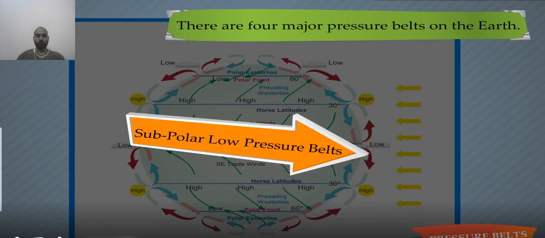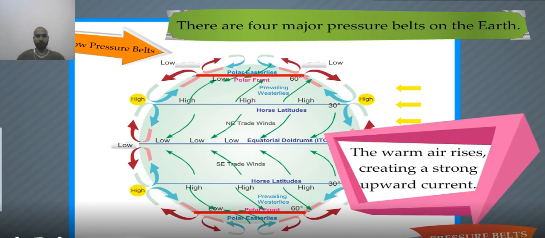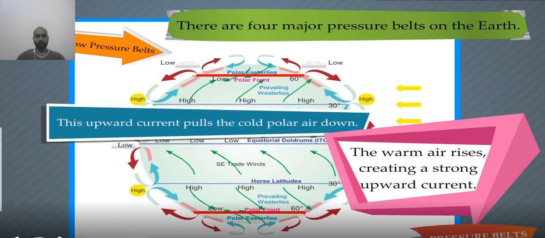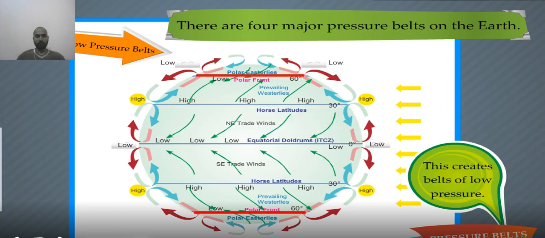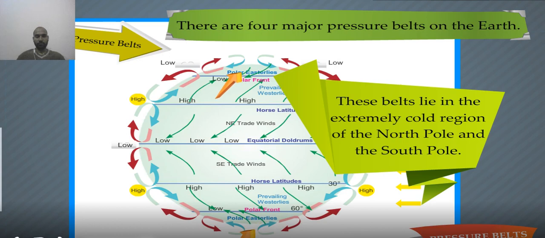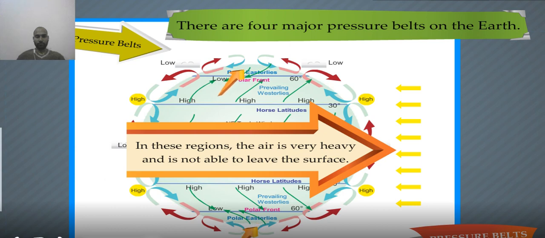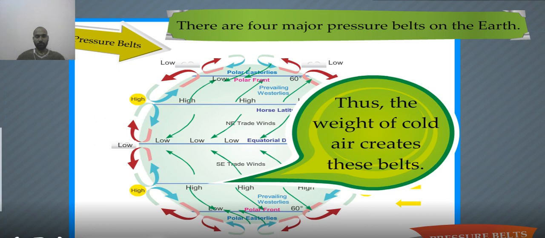Subpolar low pressure belts. These belts exist near 50° north and 70° south latitudes. The warm air rises, creating a strong upward current. This upward current pulls the cold polar air down. This creates belts of low pressure. Polar high pressure belts. These belts lie in the extremely cold region of the North Pole and the South Pole. In these regions, the air is very heavy and is not able to leave the surface. Thus, the weight of cold air creates these belts.